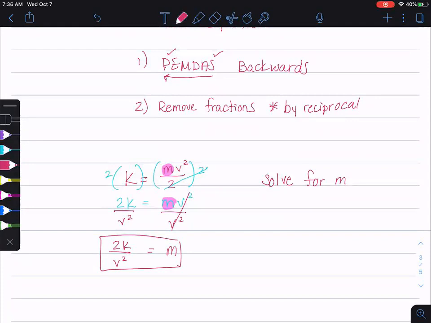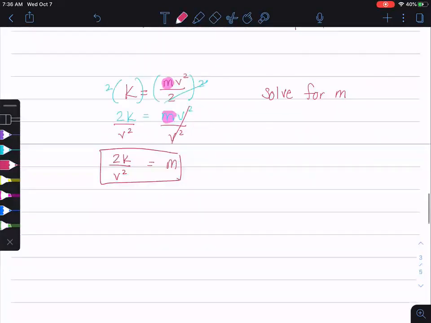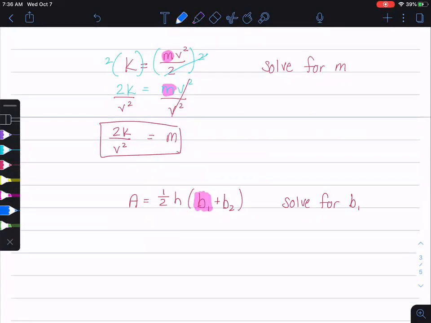Now, if I looked at something a little bit harder, and we see that I have area equals 1/2 height times base 1 plus base 2. This is the area of a trapezoid formula. And my goal is to solve for base 1. So let's go ahead and make a note of where that base 1 is. It's inside that set of parentheses. So when I'm inside the set of parentheses, I can't really touch anything until everything outside of it is gone. So what I first need to do, let's get rid of that 1/2 and that h.